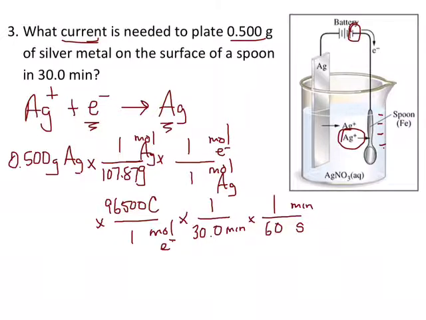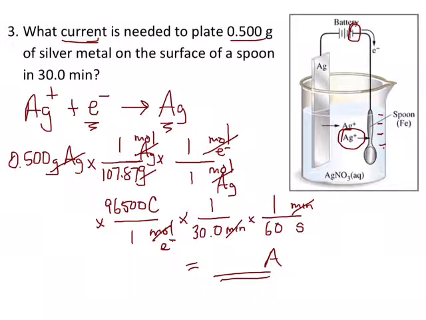Now if you cancel out everything, the grams will cancel, the moles of silver will cancel, the moles of electrons cancel, and the minutes cancel. The only thing we have left are coulombs per second, which is the same thing as amps. So we know we've set this up correctly.